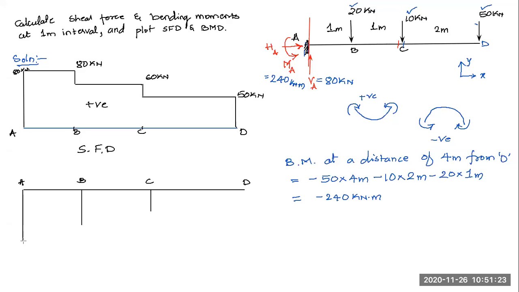How is the variation? The variation is linear. It is varying linearly. So this is the variation of our bending moment diagram. 0 at this point, 100 kilonewton meter over here, and here 160 kilonewton meter, and finally 240 kilonewton meter. This is negative, a hogging moment as to say, the entire beam is subjected to the same kind of moment. This is the bending moment diagram, BMD.